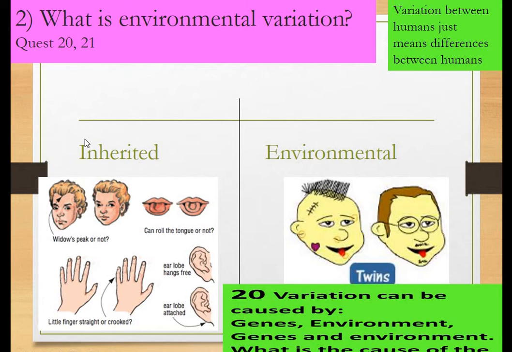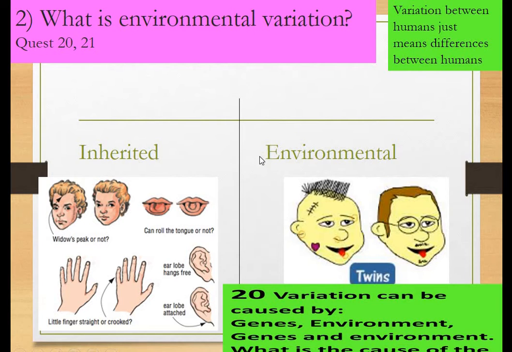Right, some of your questions were on variation. What is environmental variation? Question 2. And there was a question 20 and 21 to do with variation. So we have inherited variation and environmental variation. Inherited is passed down by parents during reproduction. It's transferred in the genes.